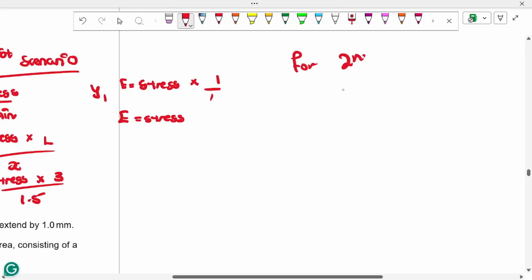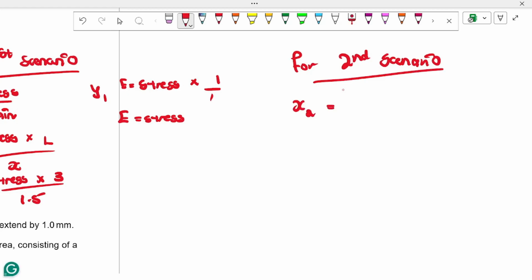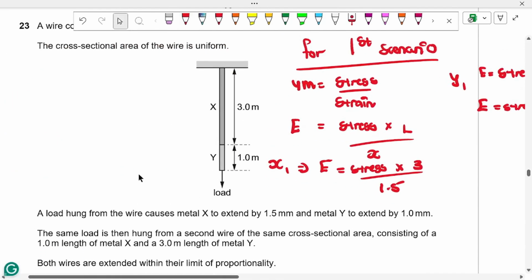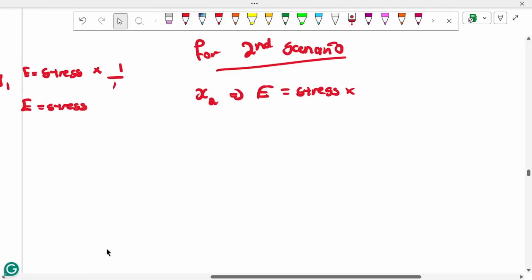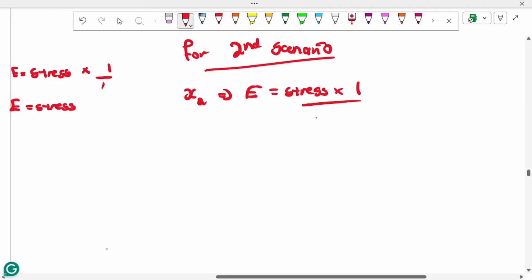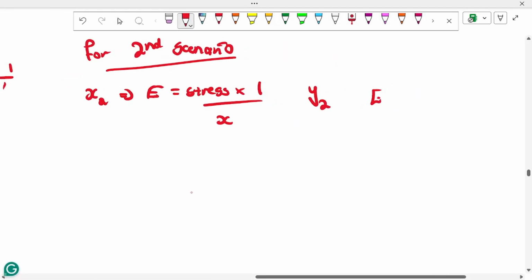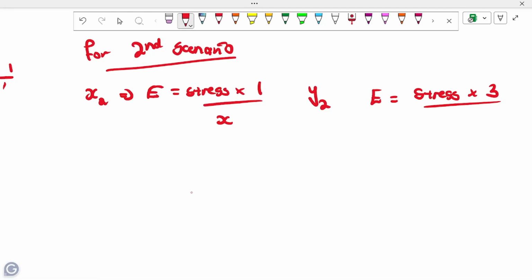Then for the second scenario, we do the same process. E will be equal to stress times, but for X the length is now 1, and the extension, I don't know. Then for Y, the length is now 3, so E is now equal to stress times 3 divided by the extension, let's say Y, sorry. The extension, I don't know.